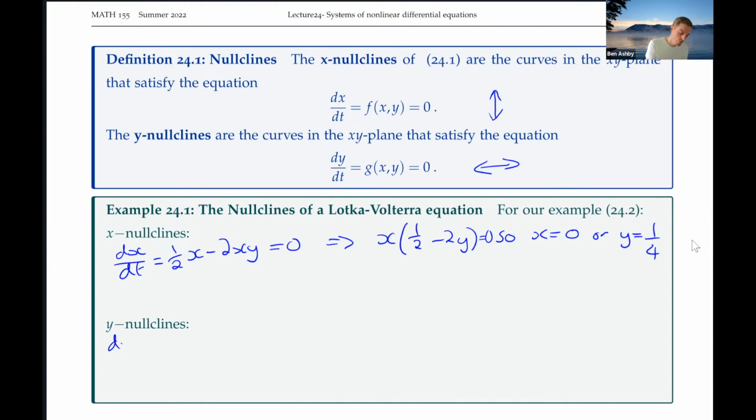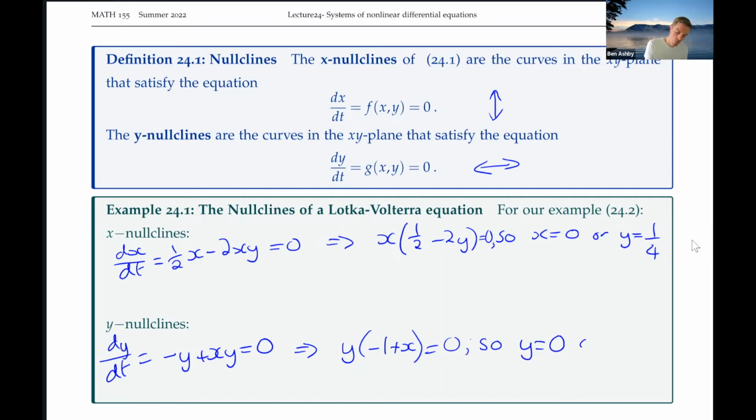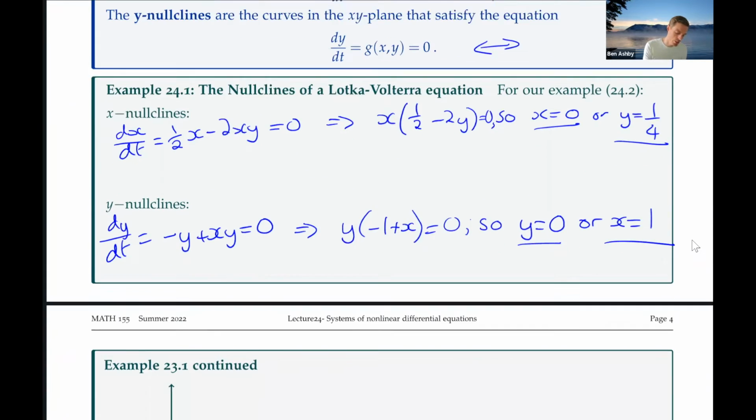On the y nullclines, we've got dy/dt equal to minus y plus xy equal to 0. This tells us that y times (minus 1 plus x) is equal to 0. So either y is going to be equal to 0 or x is equal to 1. So here we've got 4 different nullclines. They all happen to be straight lines, which makes it nice and simple. But previously in our linear systems, we'd only ever have 2 nullclines. So now when we're thinking of these nonlinear systems, we need to account for more than 2 nullclines.